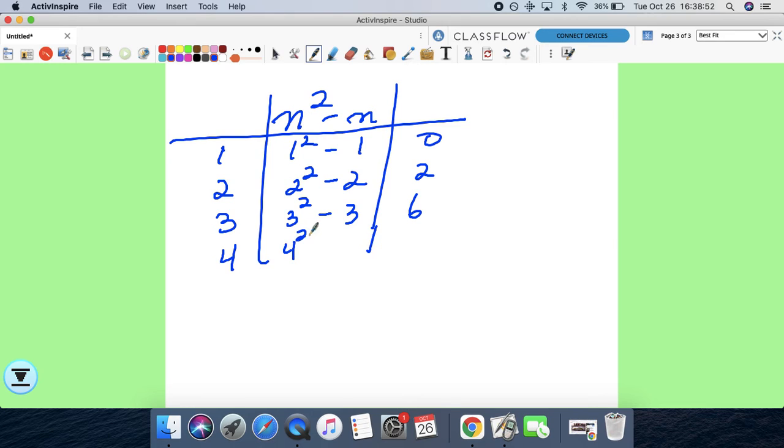4 would be 4 squared minus 4, 16 minus 4 is 12, and finally 5, our fifth term in this series, would be 5 squared minus 5, which is 20. So there's my first 5 terms: 0, 2, 6, 12, and 20.